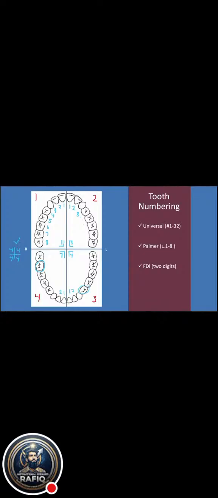Now the second digit is the exact same as the Palmer notation, 1 through 8, 1 being central incisor, 8 being third molar. So now instead of using the symbols here, we just use a number. So for the upper right central incisor, we would call this tooth number 11. The first one for the quadrant, the second one for the number. Let's pick this lower left second premolar. This would be tooth number 35.